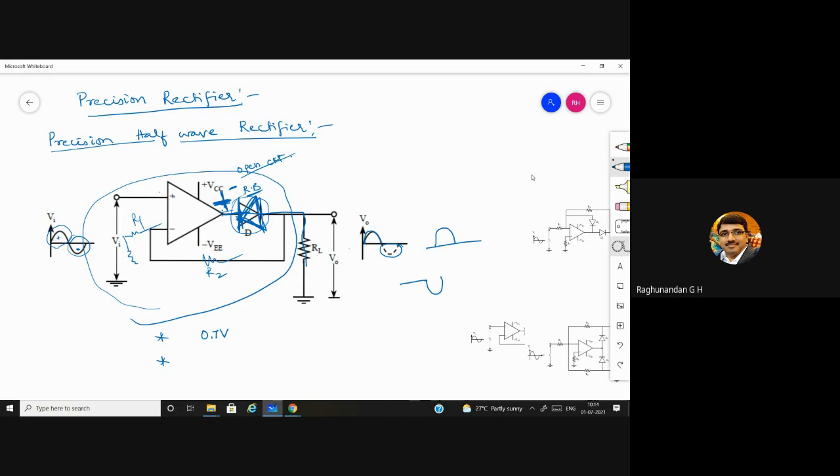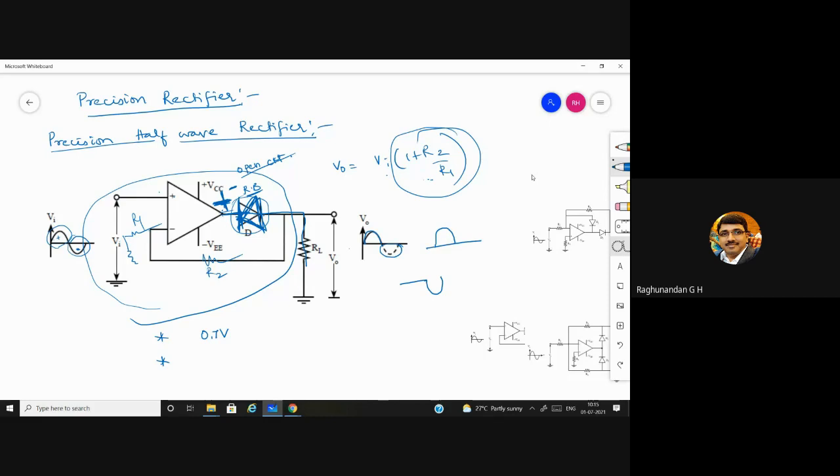In a non-inverting op-amp, we know that it is going to give some gain. So during that time, the output will be equal to Vi into 1 plus R2 by R1. So the gain will be added to the input, and the output will be the amplified version of the input. The output is not only the rectified version, it is also the amplified version. Rectification plus amplification both can be done using precision half-wave rectifiers.